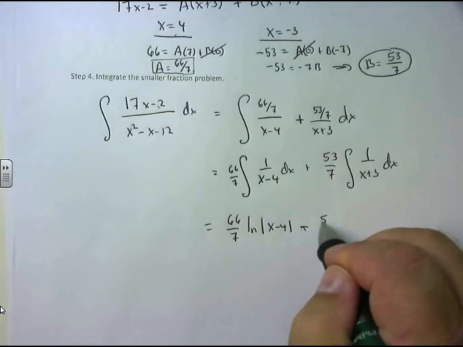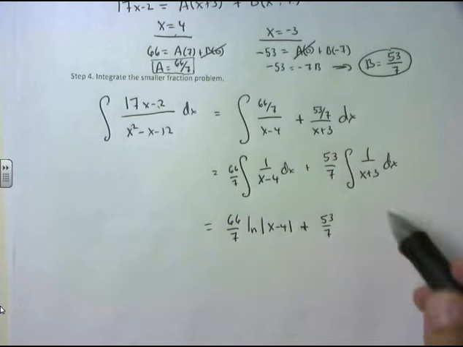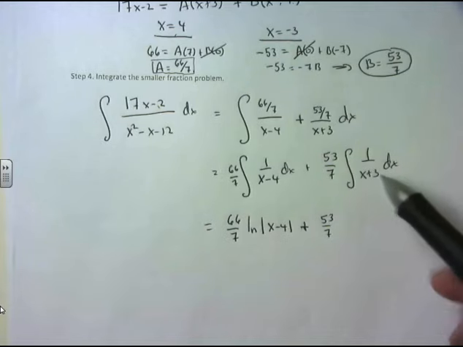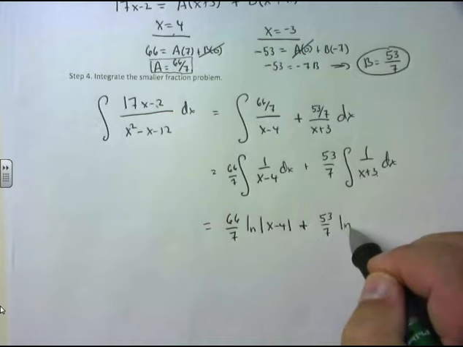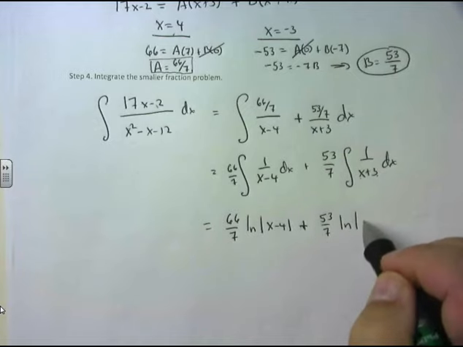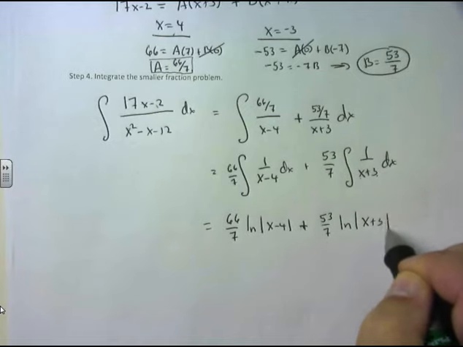Plus 53/7. And again, same type of problem here. I would let u equal the denominator, x + 3. So du is dx, so it becomes 1/u. And the integral of 1/u is the natural log of the absolute value of u, and u was x + 3.